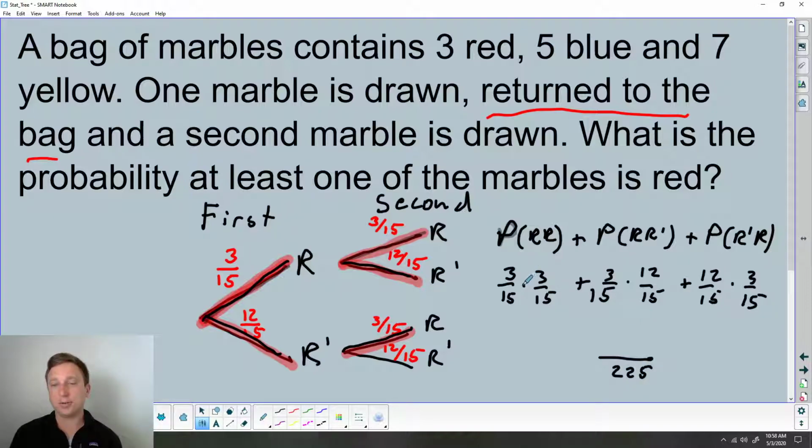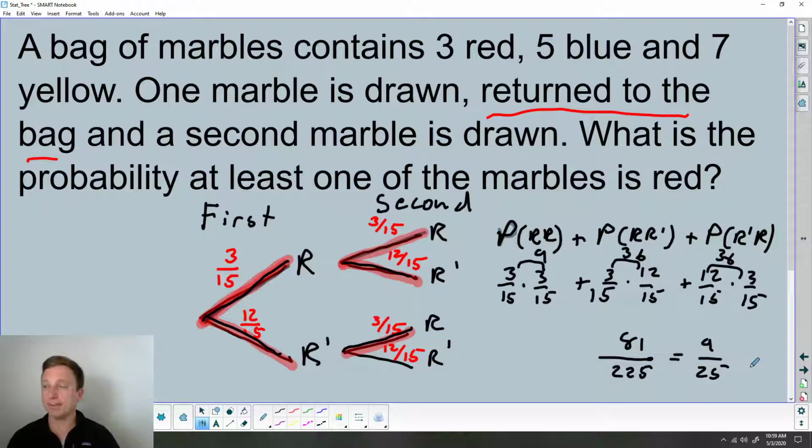And then we end up with 9, 36, and 36. So 36 plus 36 makes 72. Plus 9 is 81 over 225, or 9/25. So there we have it all the way through.